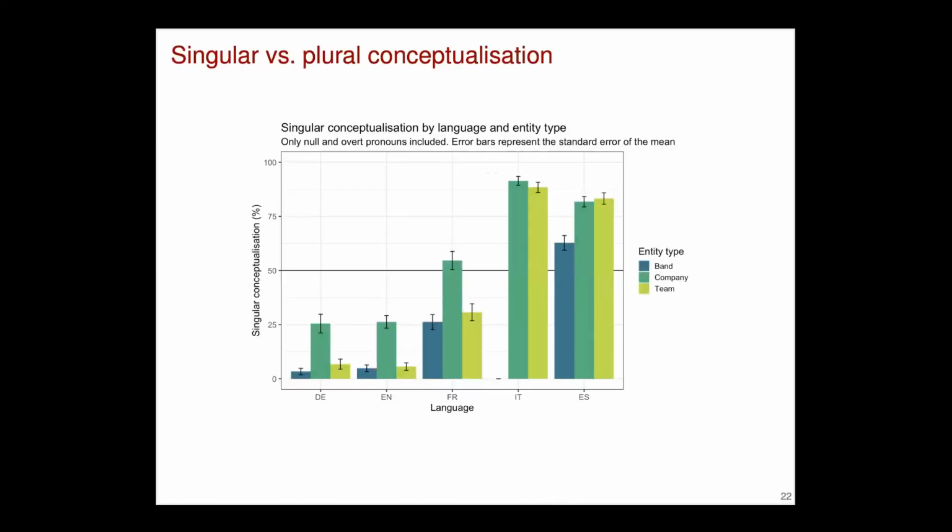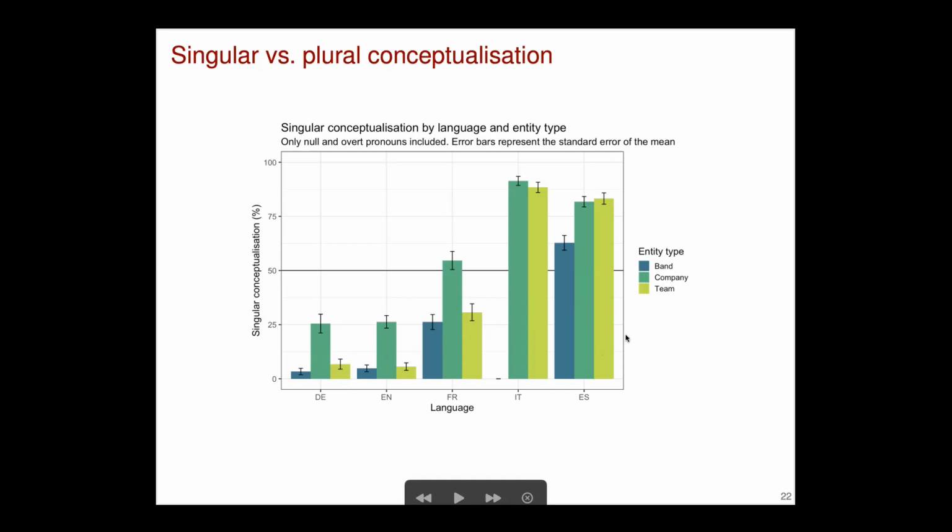If you look at singular versus plural conceptualization, we also see significant differences across languages. And we also see differences across different types of entities. So we tested music bands, companies, and sports teams. And in most languages, companies have significantly higher rates of singular conceptualization than bands and sport teams.